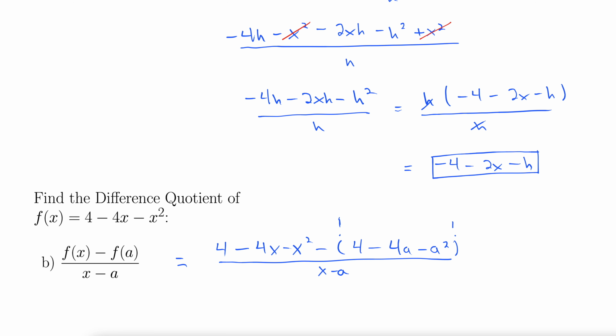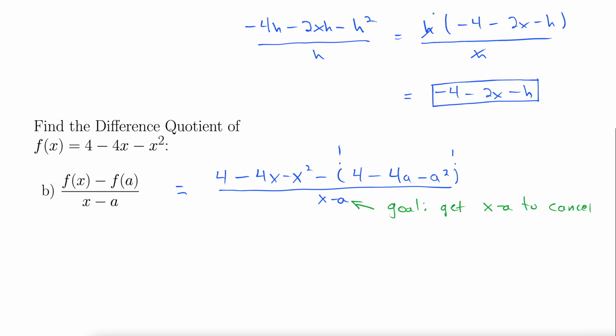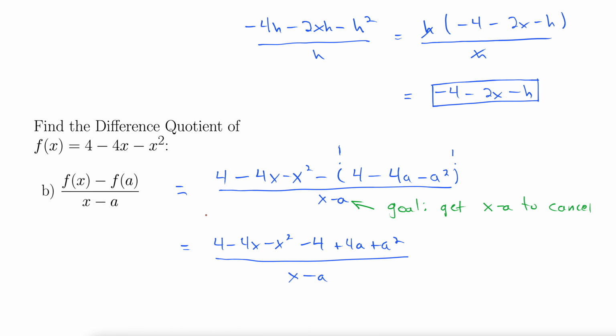And we have a similar goal here. The goal is to get this x minus a in the denominator to cancel out somehow. Okay, so let's keep that in mind and see if we can get rid of that x minus a in the denominator there. Okay, let's simplify the numerator. So 4 minus 4x minus x squared. I'm just going to distribute this negative through, so minus 4 plus 4a plus a squared. Hopefully we start to get some cancellation all over x minus a. And lo and behold, we at least get a little bit here. The 4's cancel out. But that's it.